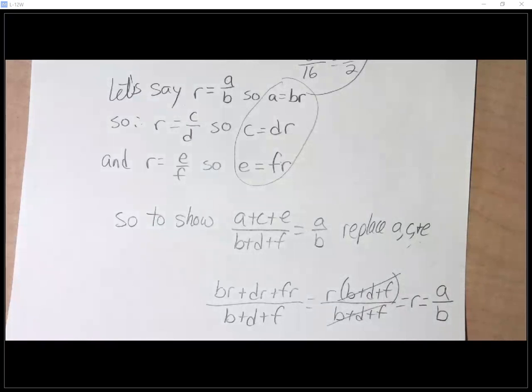Where did I put it? Oh, there it is. Let's do.